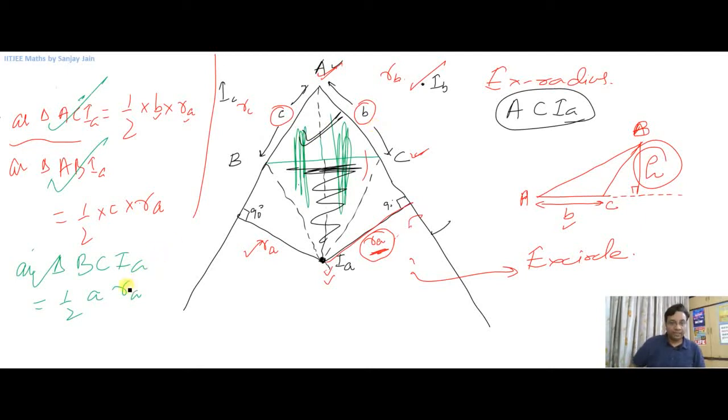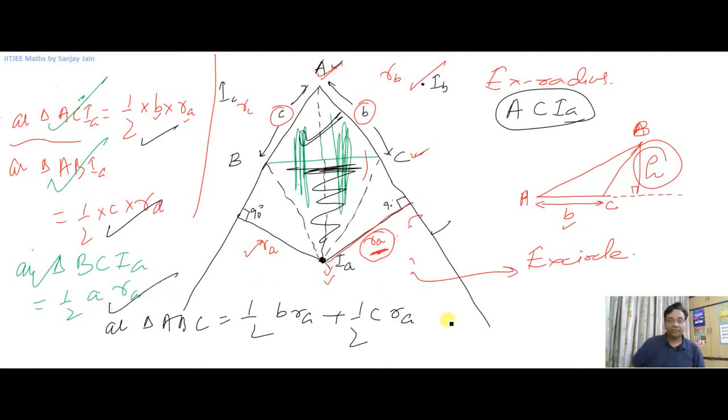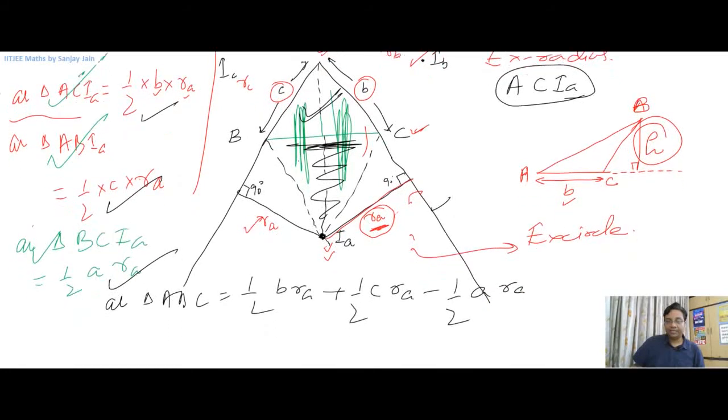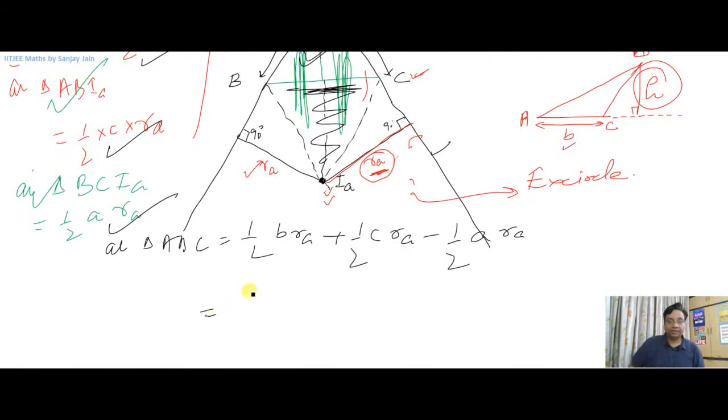So what is the area of triangle ABC? Area of triangle ABC will be equal to half into B into RA plus half into C into RA, minus half into A into RA. Now I can take half into RA common, so I'll have inside B plus C minus A, right? Now B plus C minus A can also be written in a simplified manner.